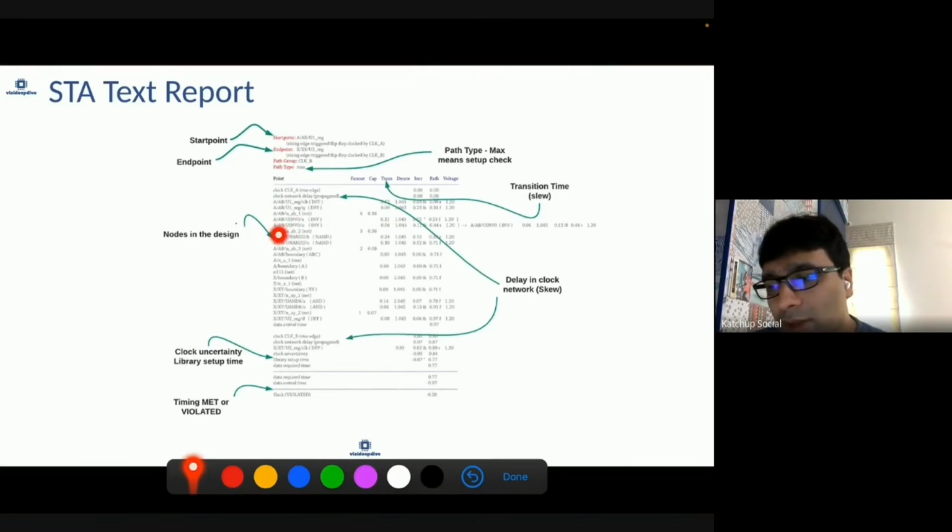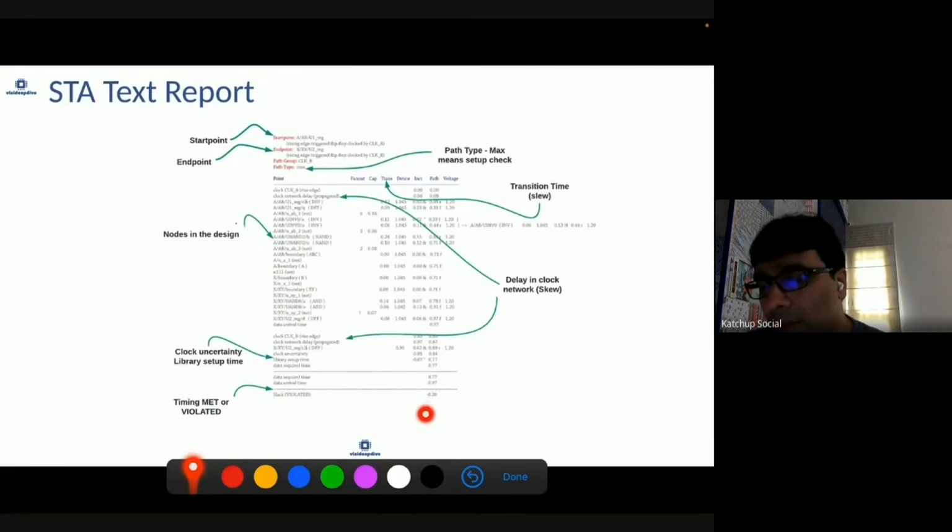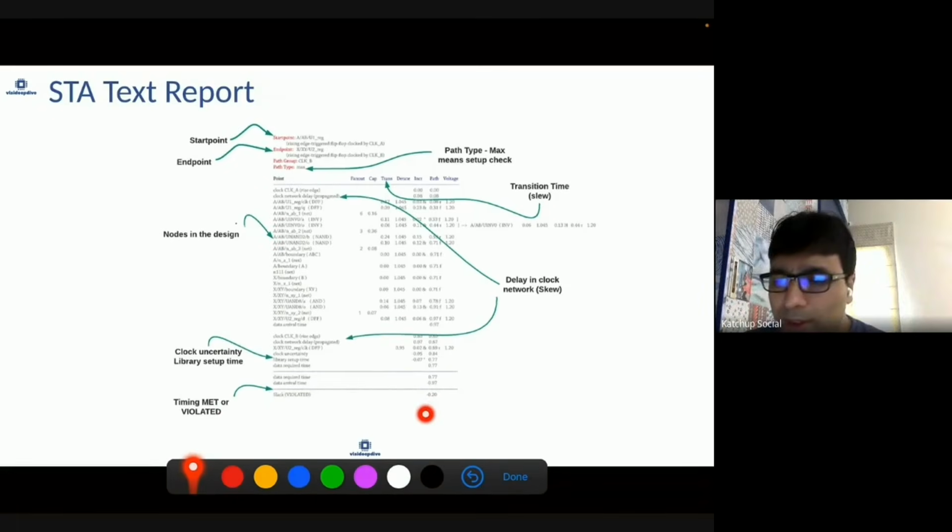Nodes of the designs are mentioned here. What is the library setup time? What is the clock uncertainty value, either user specified or calculated, that is used? And at the bottom, it tells whether timing is met or violated. If your slack is negative, that means you are violating the timing, or it's not meeting the timing. If slack is positive, you are meeting the timing.